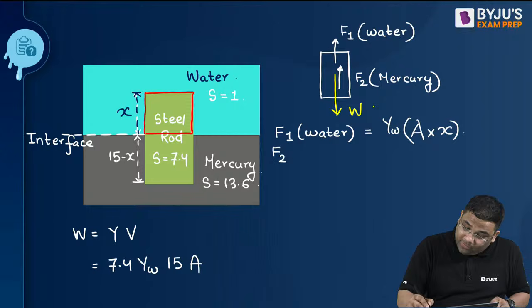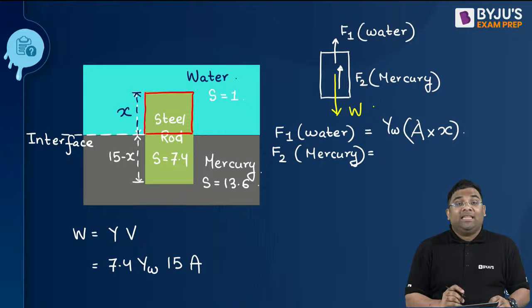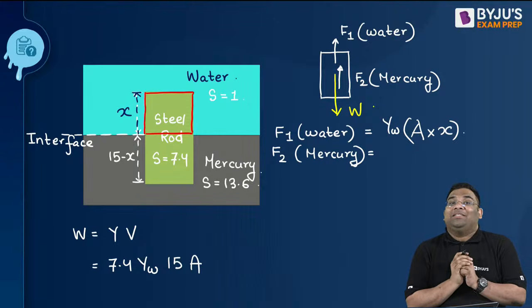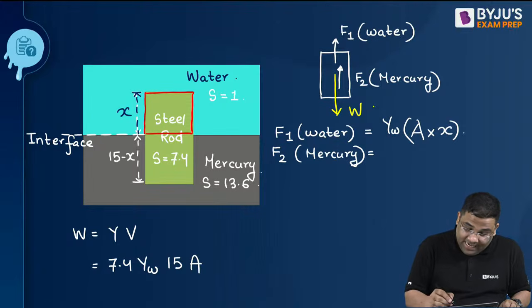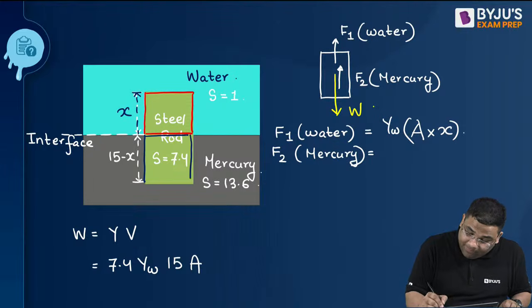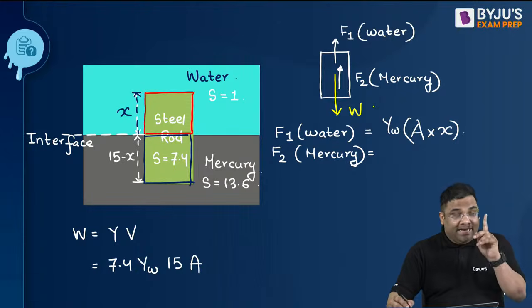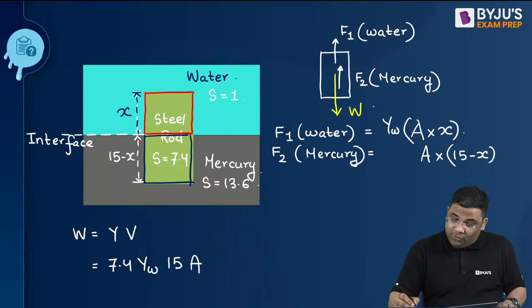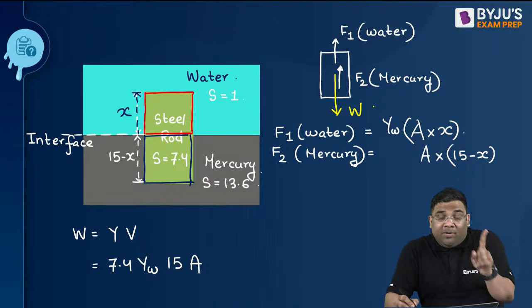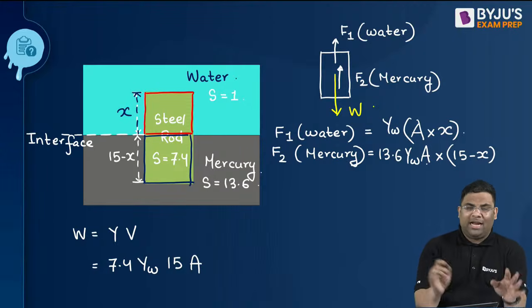Now, F2. F2 is due to mercury. This will be the weight of mercury displaced. Now, how much mercury is displaced? The mercury displaced is this one, right? And this volume will be the area A times the height, 15 minus x. Then the mercury unit weight will be 13.6 into gamma W. So now we'll equate these two things and many things will get cancelled.